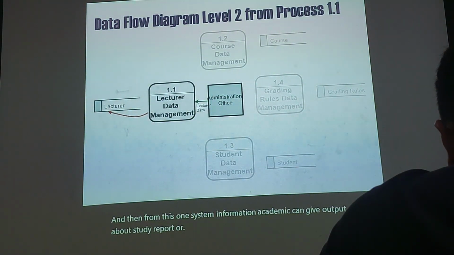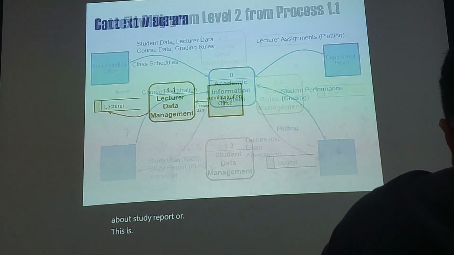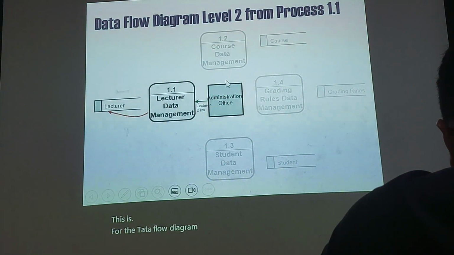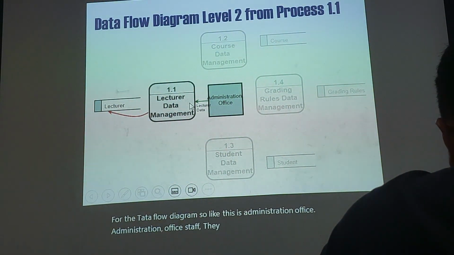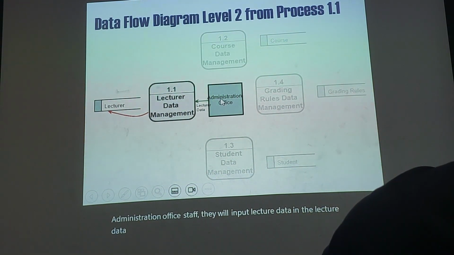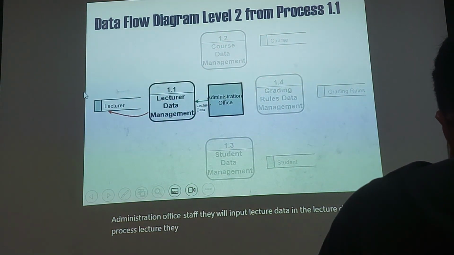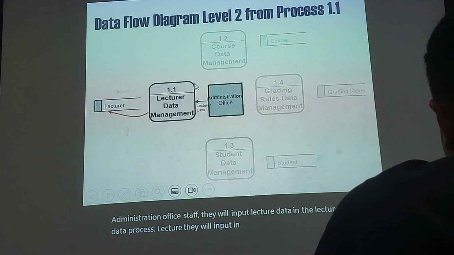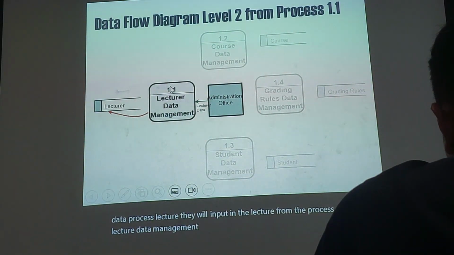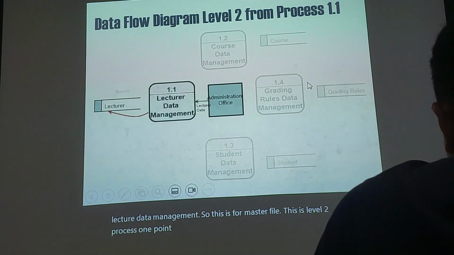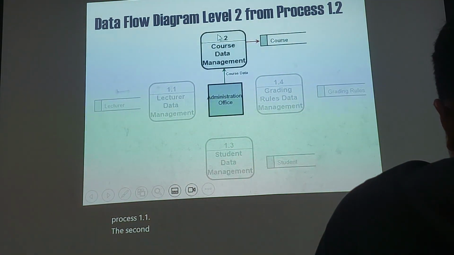This is the breakdown for the data flow diagram. So like this. This is the administration office. The administration office staff will input lecture data in the process lecture data. They will input in the lecture database from the process lecture data management. So this is for the master file. This is level 2, process 1.1. The second one is 1.2.